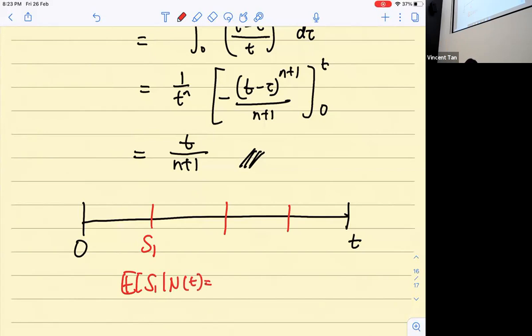t equals to 3 is exactly t over 4. That's what we proved. So this is some result that you should remember for the rest of your life. Okay, so this is what I promised you.